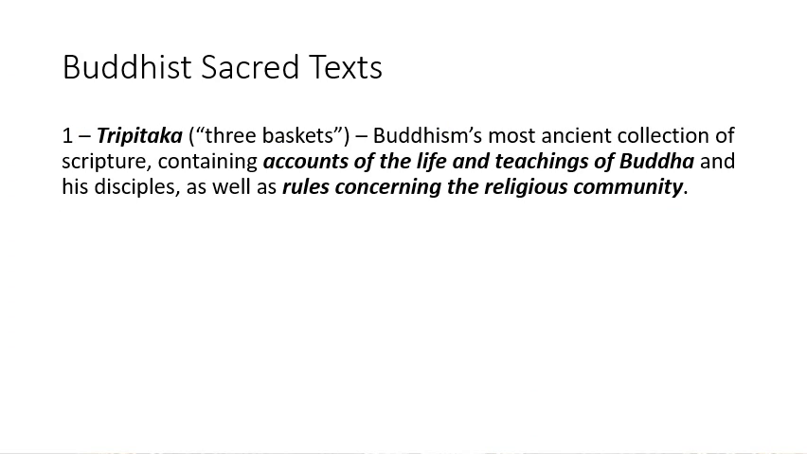Now, there are two different types of major Buddhist texts that exist in this tradition. The foundational scripture is referred to as the Tripitaka, or Three Baskets, also known as the Pali Canon. And this is Buddhism's most ancient collection of scripture, containing accounts of the life and teachings of Buddha and his disciples, as well as rules concerning the religious community.